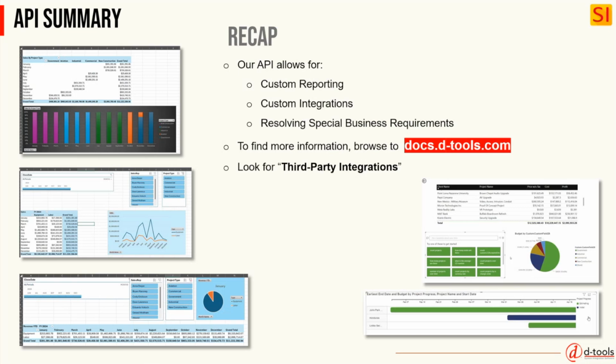Actually, a quick recap here. The API allows you to do custom reporting, custom integrations, and resolving special business requirements. To find out more, please go to our documentation. You can Google the tools SI API or click on that link. Look for third-party integrations, and this will give you access to all of our documentation.